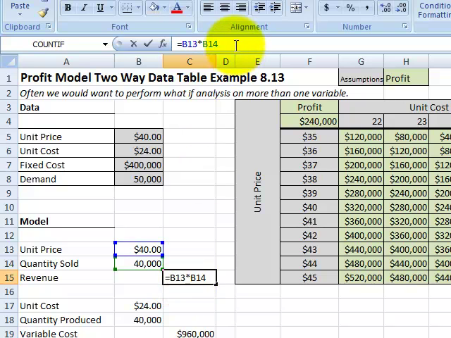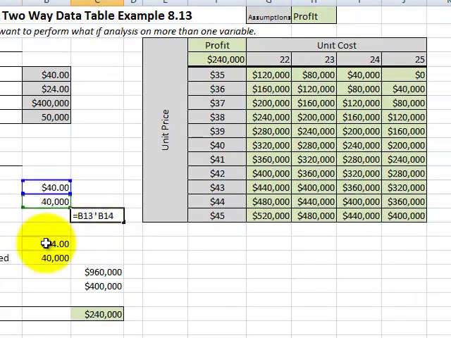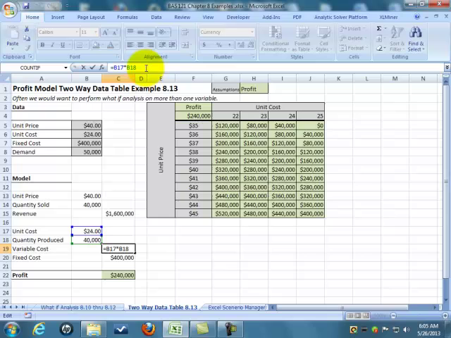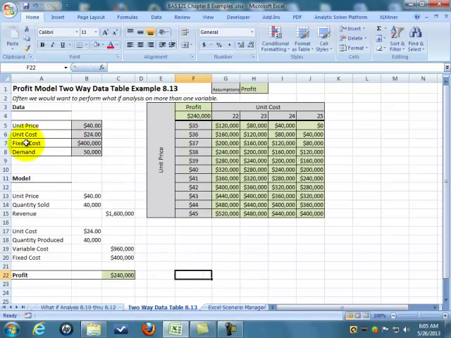And then, of course, our revenue is very straightforward: unit price times the quantity sold gives us our revenue. Then we had an assumption for unit cost, an assumption for units produced. Our variable costs are just our unit cost times our quantity produced. Fixed cost was an assumption. So our profit is our revenue minus our variable cost minus our fixed cost. So that's great. We've got this wonderful little model over here on the left-hand side where we can change our assumptions.